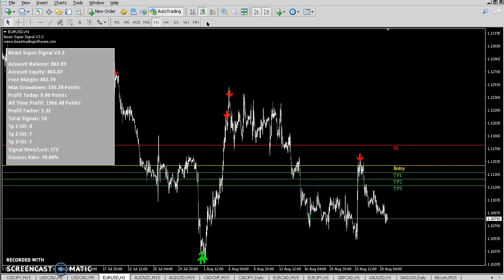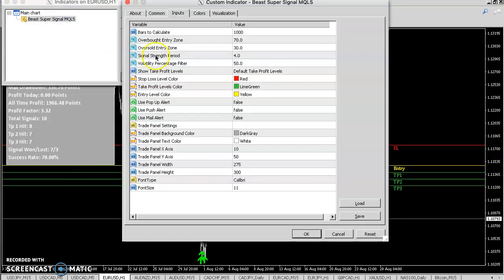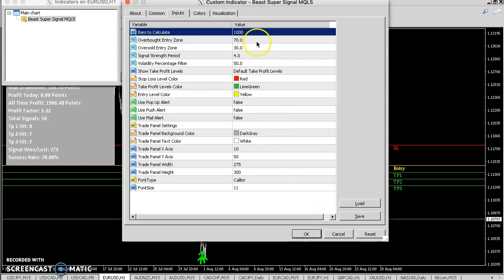Now, the way that the trade panel is calculating all of these statistics is by looking back at all the signals that have been previously, and these are based on bars to calculate. The default setting is 1000 bars. So the trade panel will look back the last 1000 bars, and however many signals are within those 1000 bars, it will then calculate the statistics. If you change this to 500 or increase it to 5000, it will update the statistics accordingly to the number of bars. So that is very important for you to know. The default setting is 1000 bars.